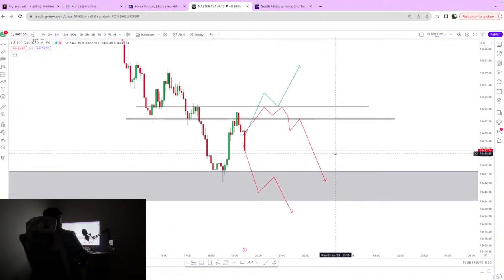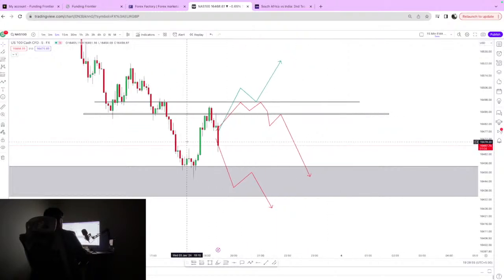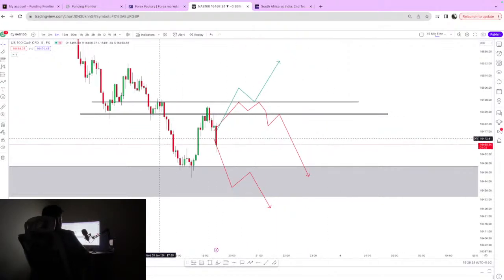So let's just wait and watch for the perfect move if we are able to capture any or not. Things are not pretty much clear today.